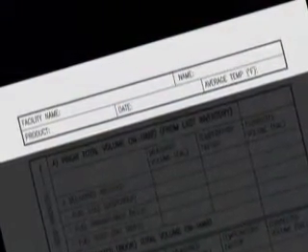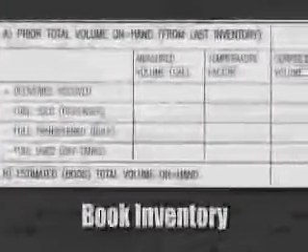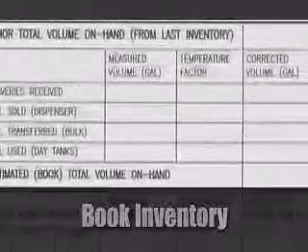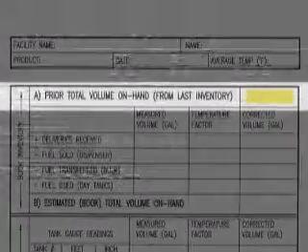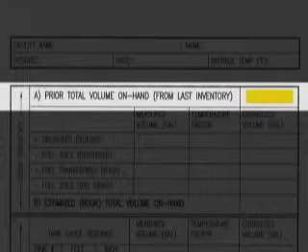The header at the top includes the facility, the operator's name, the product, the date, and the temperature. The upper portion is referred to as the book inventory. This is based on the record keeping. The first entry is on line A, where we start with the prior total from your most recent inventory.